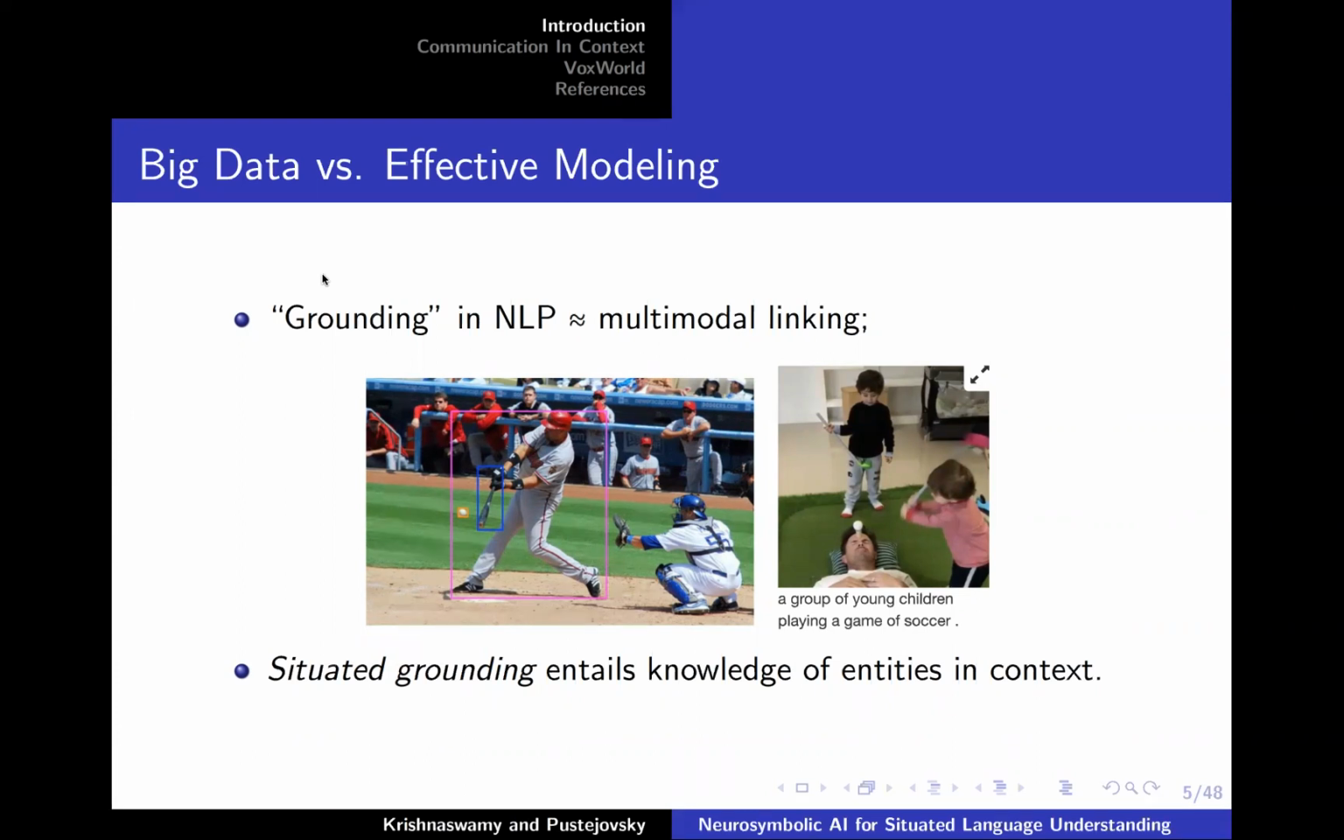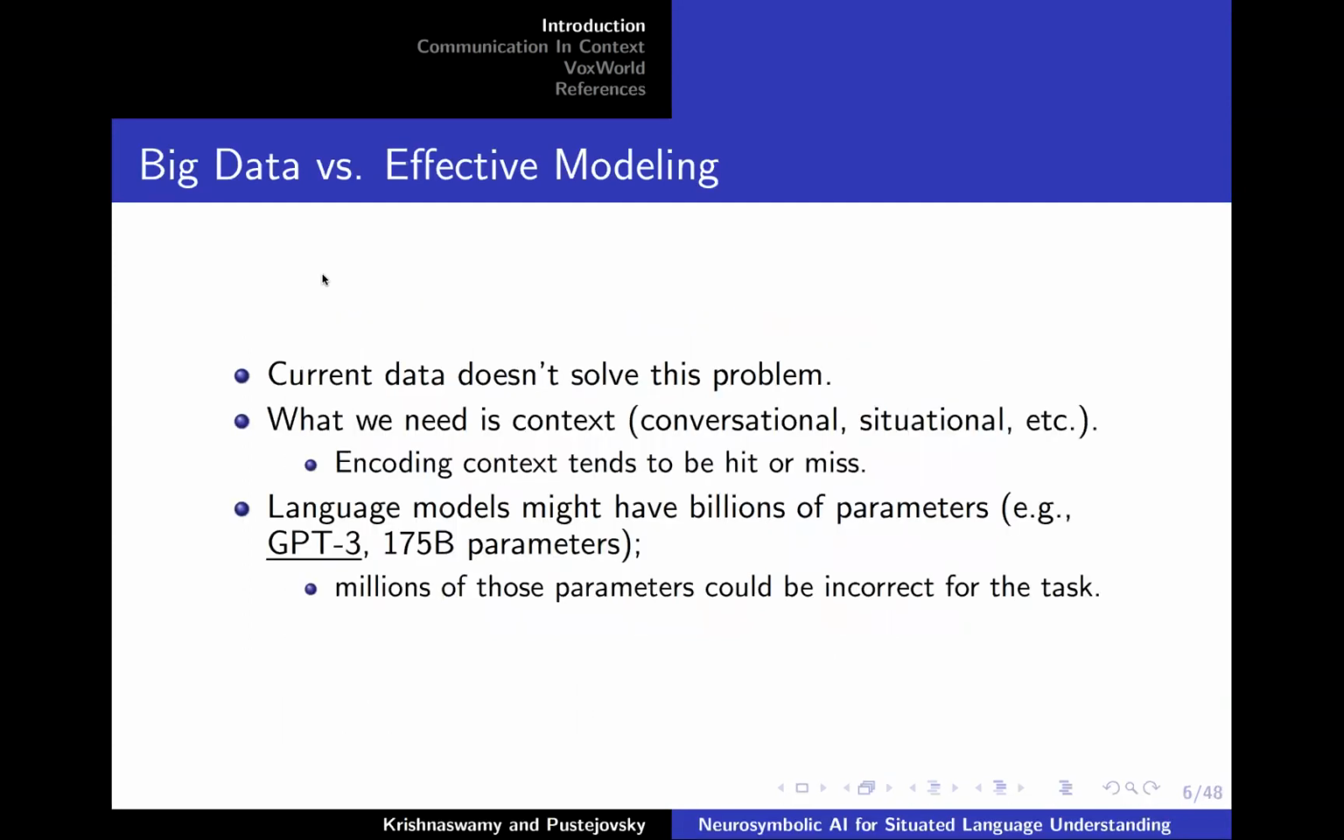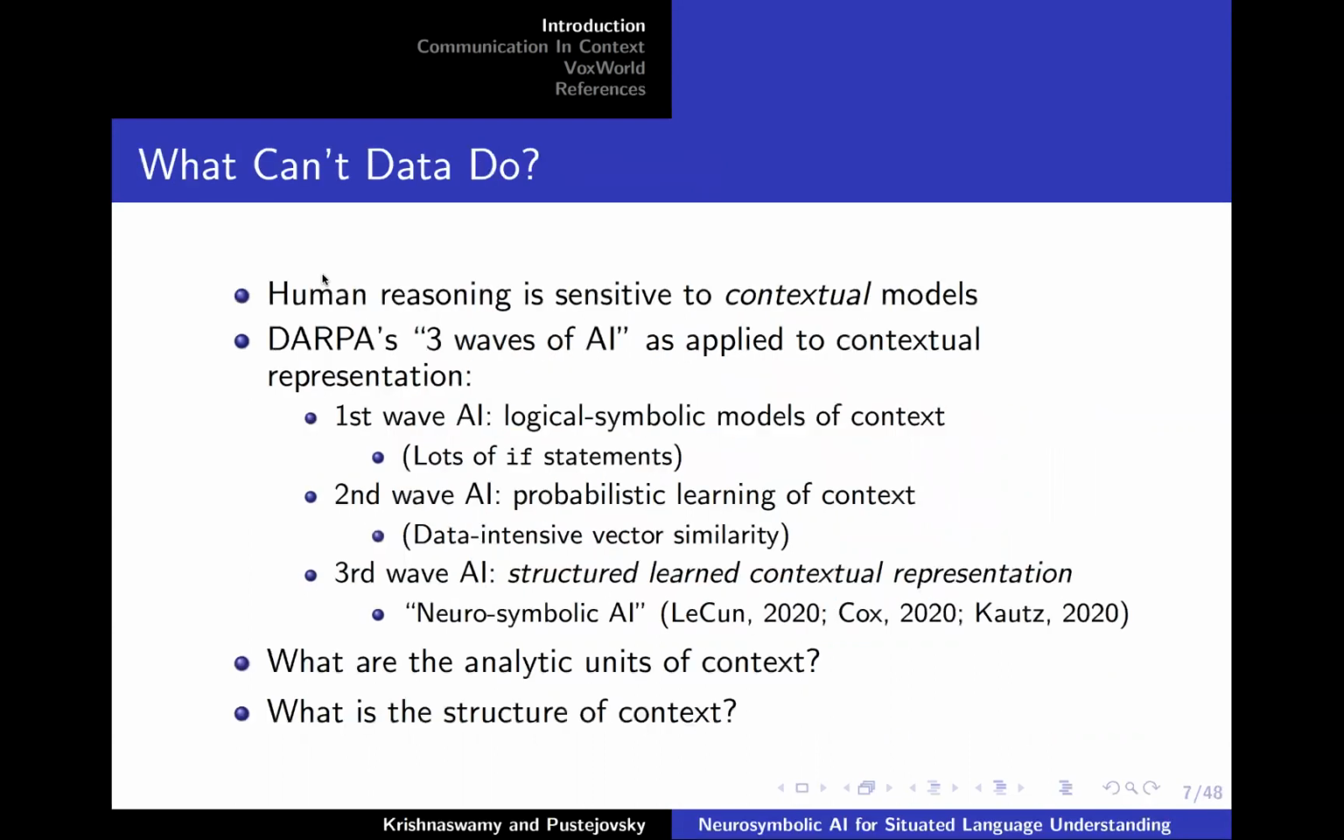Situated grounding entails knowledge of entities in context, such as what a golf club is for and the type of ball it might interact with, and the ability to recognize people in certain positions. And current data doesn't really solve this problem, because what we need is context, conversational, situational, et cetera. And encoding of context tends to be hit or miss. Language models may have billions of parameters, including GPT-3 with its 175 billion, more on that later. But for a particular task, billions of those parameters could be not quite right.